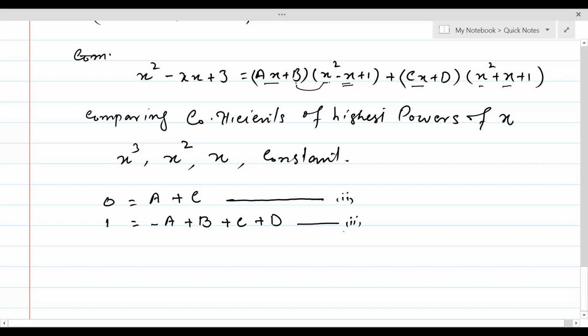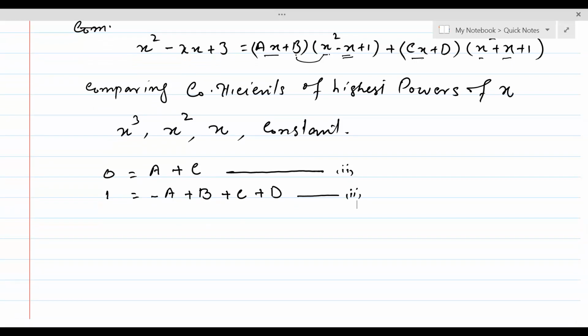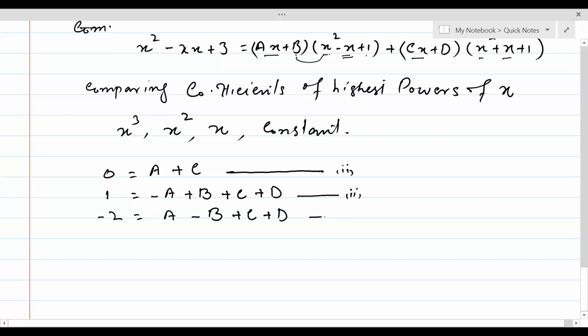So we got 2 equations, and now we will compare coefficients of x. Here the coefficient of x on the left side is minus 2. So this is minus 2 equal to: a x when multiplied with the constant 1 will generate ax, so the coefficient of x would be a. b when multiplied with minus x will generate a term involving x, and the coefficient will be minus b. Similarly, when cx is multiplied with the constant 1, this will give us plus cx, so the coefficient of x would be c there. And d when multiplied with x will give us d. So this will be plus d. And this will be called equation number 2, 3, and 4.